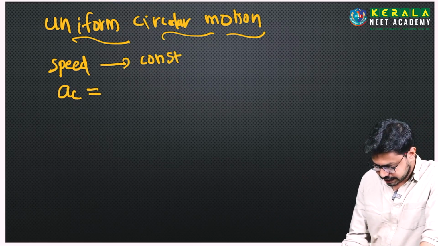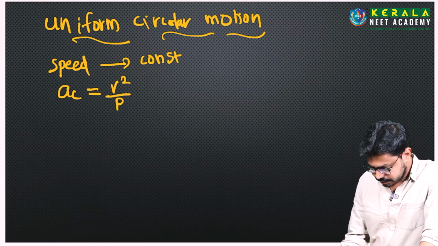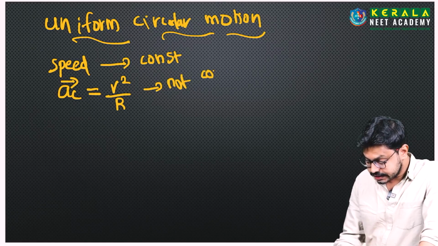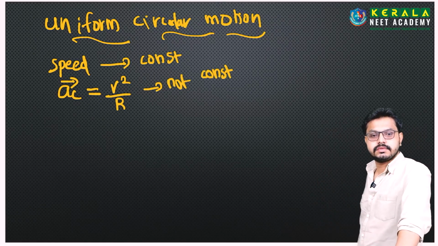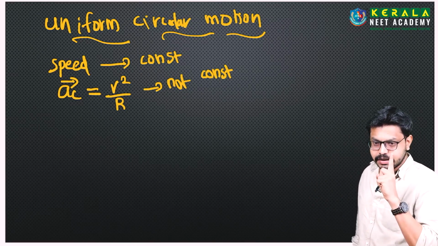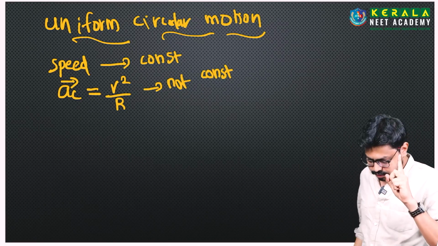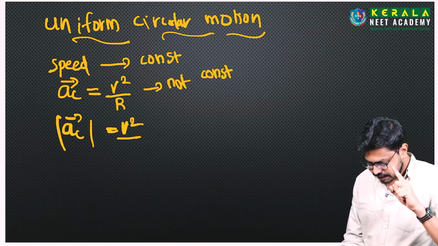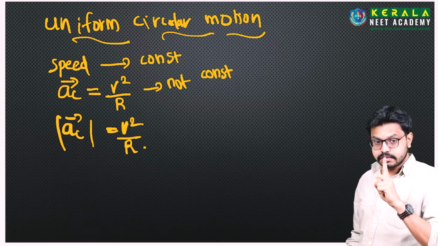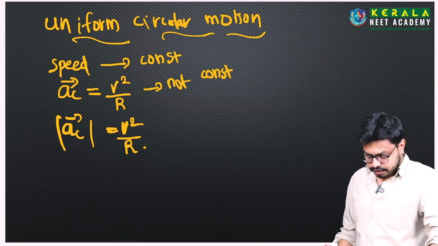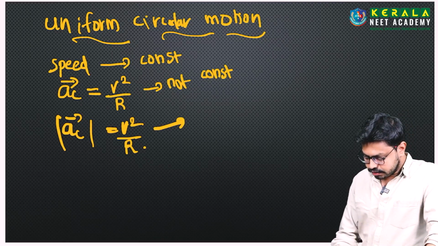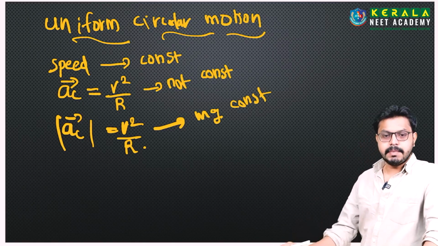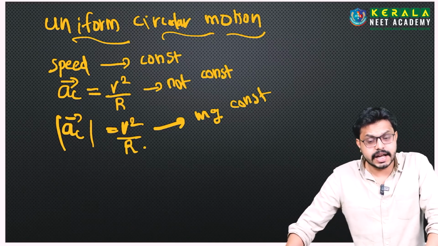AC, what is the equation of AC? AC is equal to V square by R. Vector wise, is AC constant or not? Not constant. But if you take the magnitude of AC in a uniform circular motion, what is the magnitude of AC? V square divided by R. If you take V square divided by R, the magnitude will be constant. Magnitude will be constant, but if you consider the direction, it is not constant.